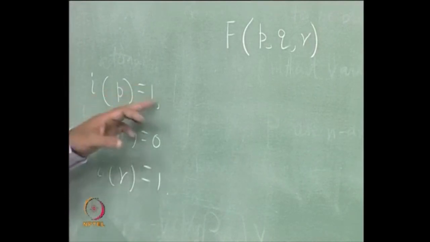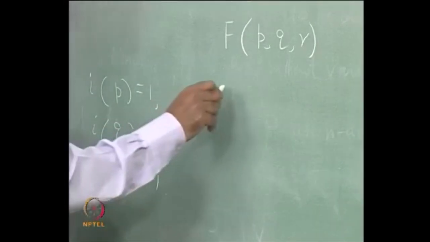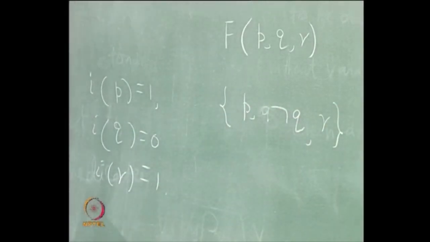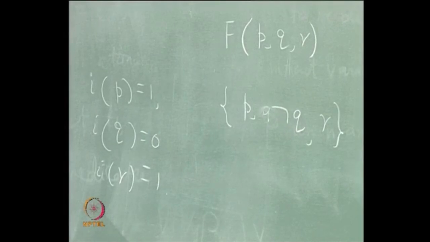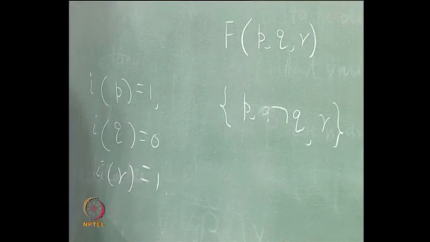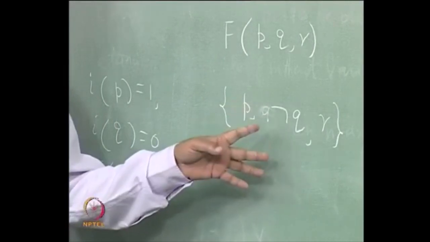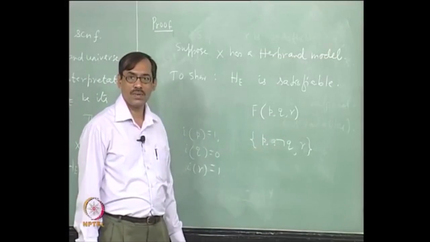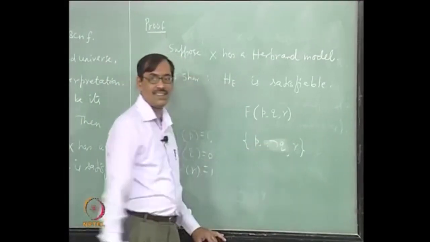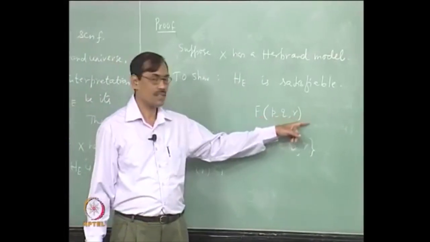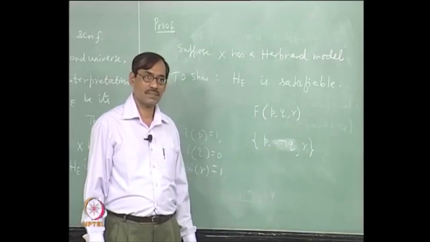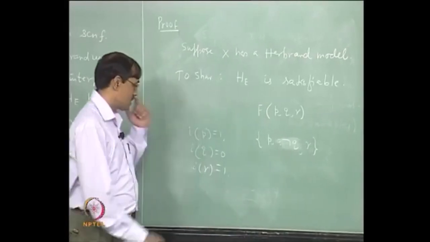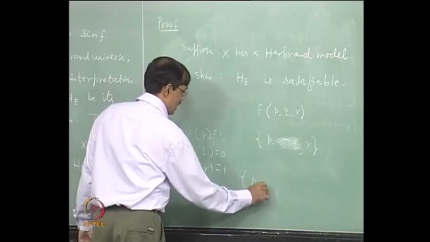So instead of writing I of P equal to 1, I of Q equal to 0, I of R equal to 1, I will write it as a set: P, not Q, R. I can just write this set, right. They are equivalent, this is what we have done while constructing the normal forms also, right. So now I will even forget this Q, I will say only PR, nothing else. If you look at the propositional variables there, if a variable is absent it is negative, I can put that convention always. So I may say that this model can be written as PR, nothing else.